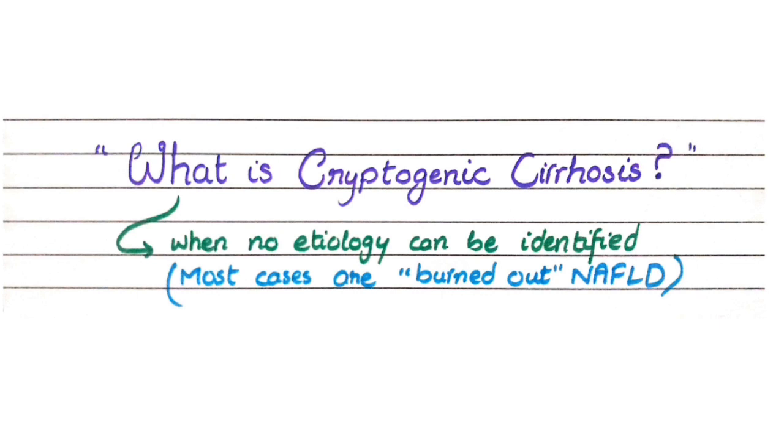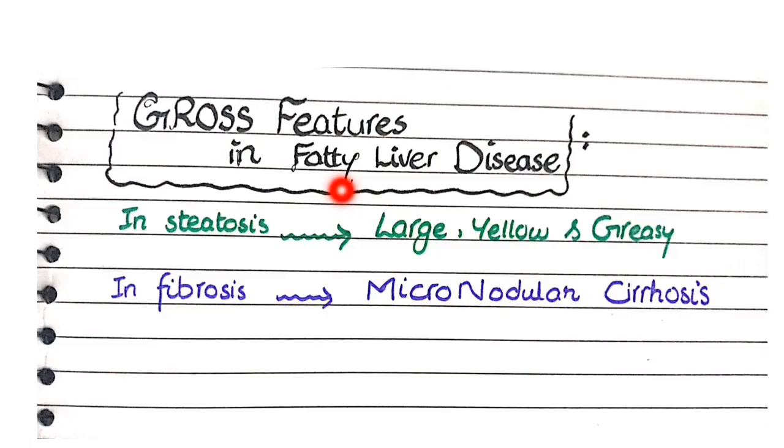And now the point is that due to the extensive studies that are performed, it has now been recognized that most cases of cryptogenic cirrhosis were caused by non-alcoholic fatty liver disease. So this is the point, that most cases of cryptogenic cirrhosis are actually due to the burned out non-alcoholic fatty liver disease. Now let me share the gross features in fatty liver disease.